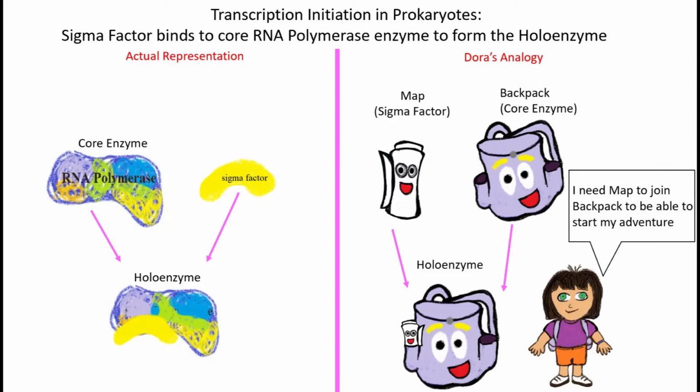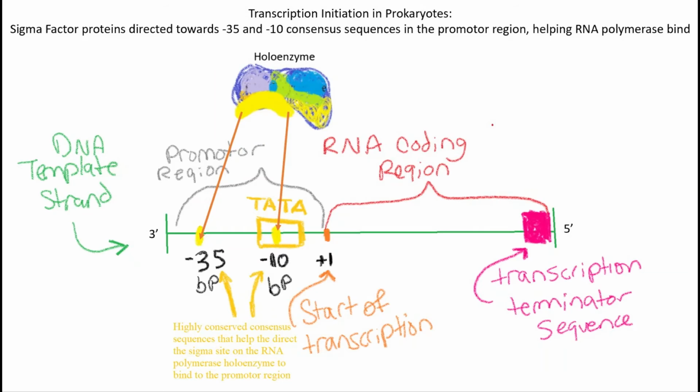Before transcription can begin, the RNA polymerase core enzyme must combine with a sigma factor to create a holoenzyme. This is kind of like how Backpack needs Map to be able to tell Dora where she's going on her adventure. The holoenzyme is directed to the promoter region within the DNA sequence because the sigma subunit interacts with the -35 and -10 consensus sequences within the promoter region.